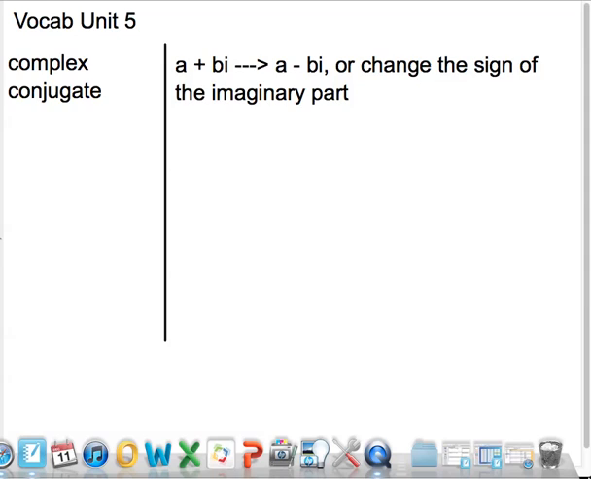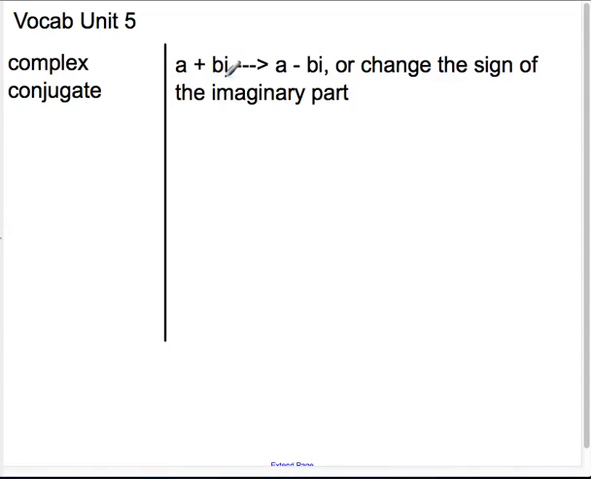So for today's lesson, we're going to be looking at multiplying and dividing with complex numbers. And in order to divide with complex numbers, we need something called the complex conjugate. What that does is it changes the sign of the imaginary part. So if our imaginary number is a plus bi, the conjugate is a minus bi.